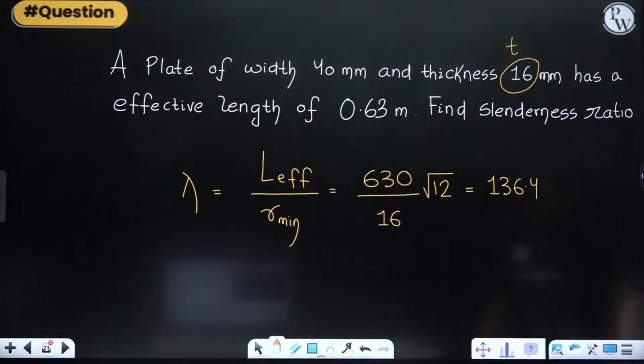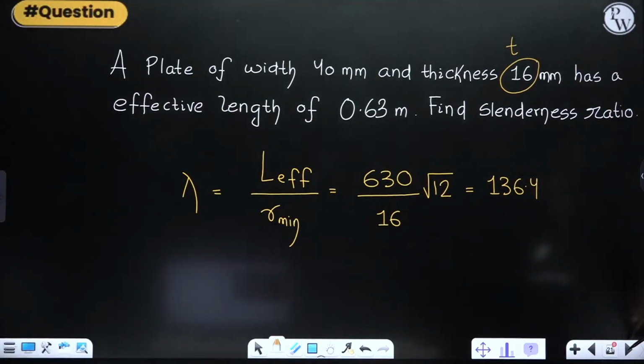The next type of question they ask a lot in the examination is comparing.